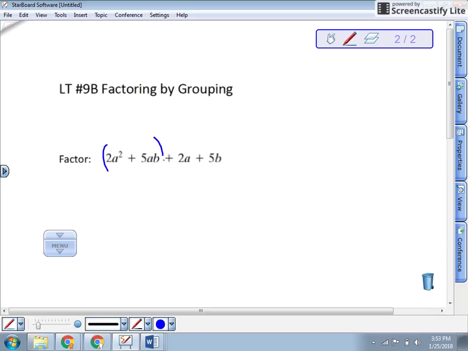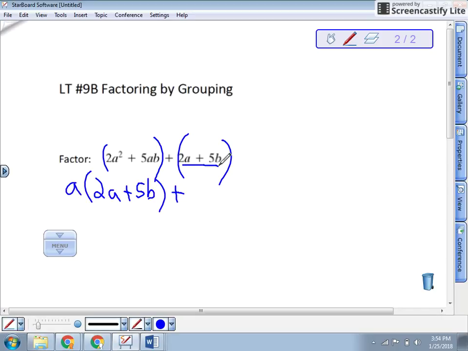So here we go again. Plus, nice and easy. All right, shouldn't be too hard. All right, now we just take out the GCF. I can't do anything with 2 and 5. There are no common factors other than 1, but they each have an a, so I can take out that a. So I'm left with 2a plus 5b. All right, and then I've got plus, now notice 2a plus 5b is written right here.